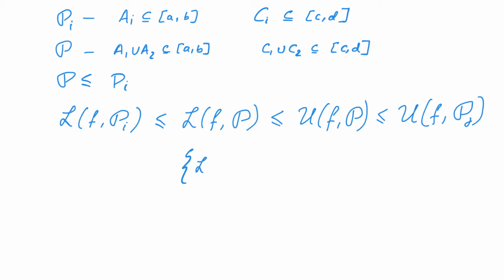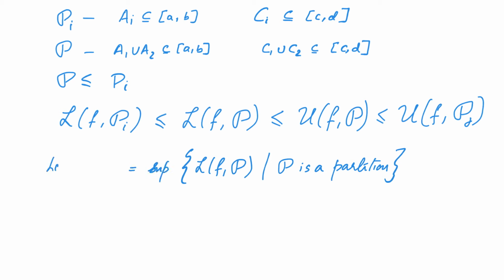Thus, the set of all lower sums is bounded above. Any upper sum forms an upper bound for this set. Therefore, as this is a subset of R that is bounded above, we can find a supremum of this set. And the supremum will be called the lower integral of this function on the rectangle [a,b] cross [c,d].